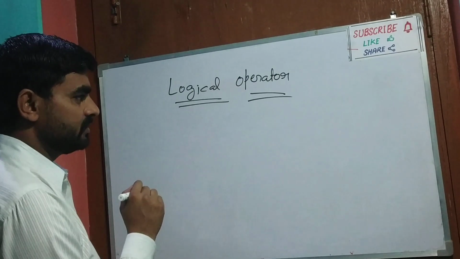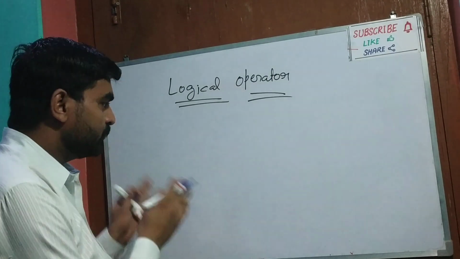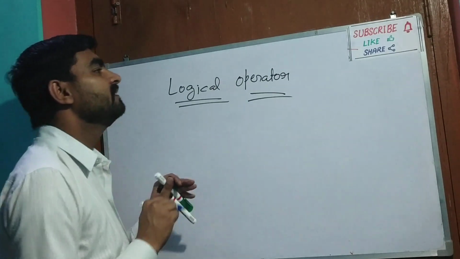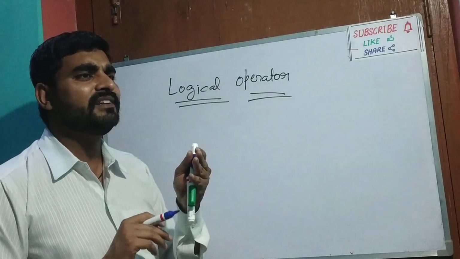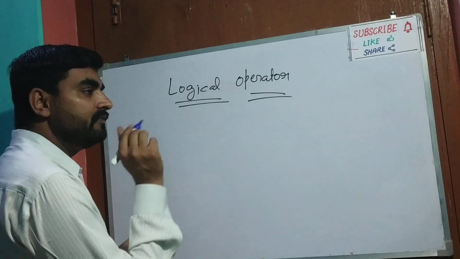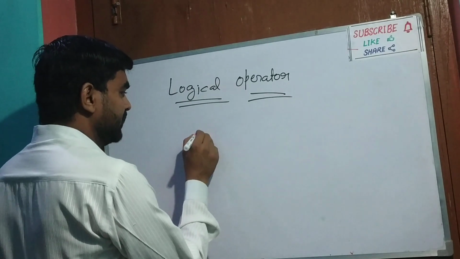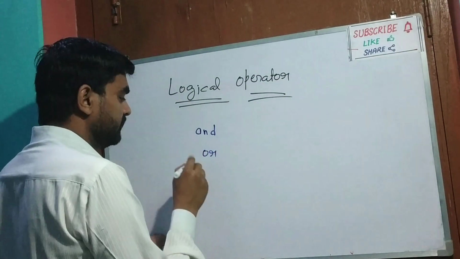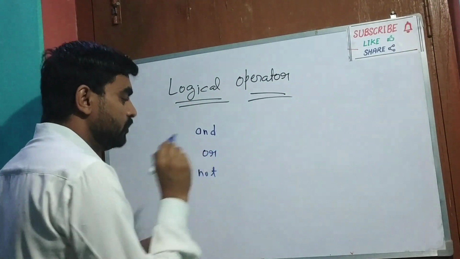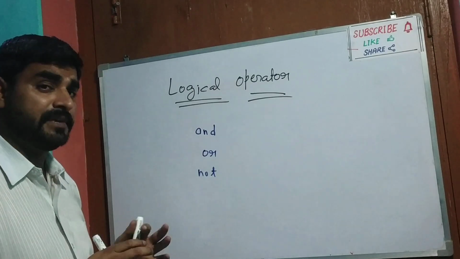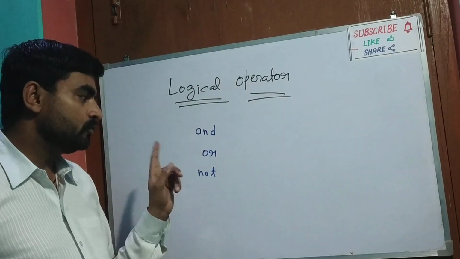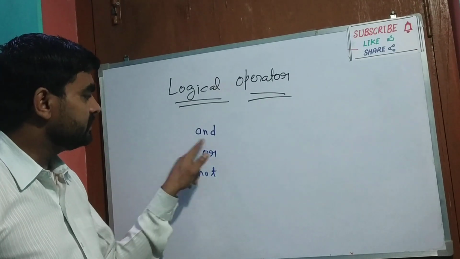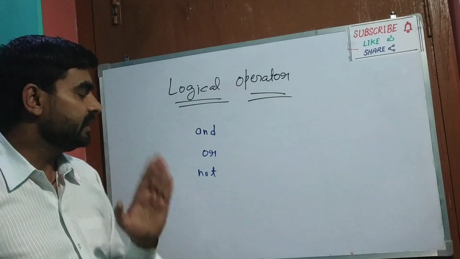There are three symbols used. Before this, we have learned about some symbols in other operators, but here the three symbols come in the form of words. First it is and, second it is or, and third it is not. Student, make sure these are keywords, so don't make any changes in writing these three. These three words will be used in small letters only.